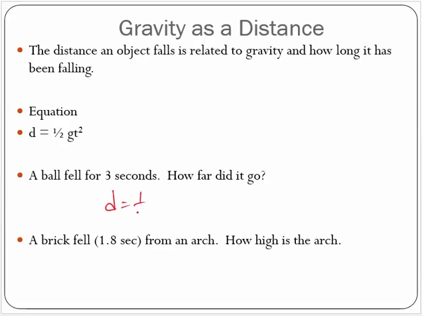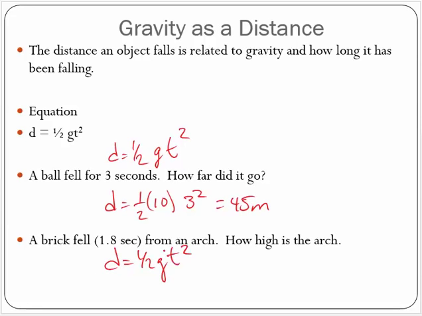Well, distance equals 1/2. G is 10. And then time squared is 3 squared. You know what I was guilty of, I didn't write the equation out. Well, 3 squared is 9. 9 times 10 is 90. Half of that is 45 meters. The next one, we're still going to use the same equation, so I'm writing it down again. It's 1/2. Gravity is 10. Time is 1.8 seconds. The distance turns out to be 16.2 meters because it's a distance.